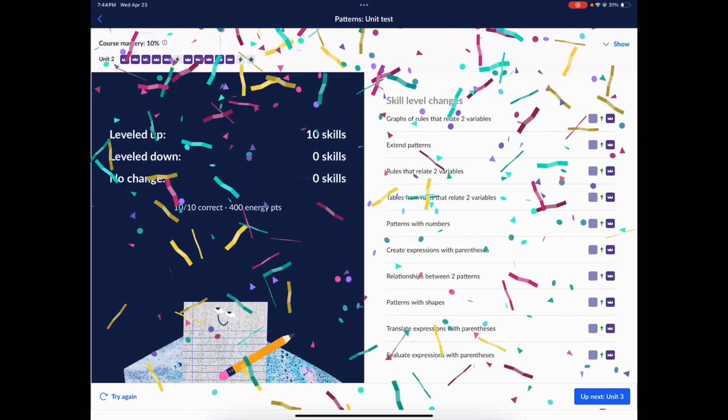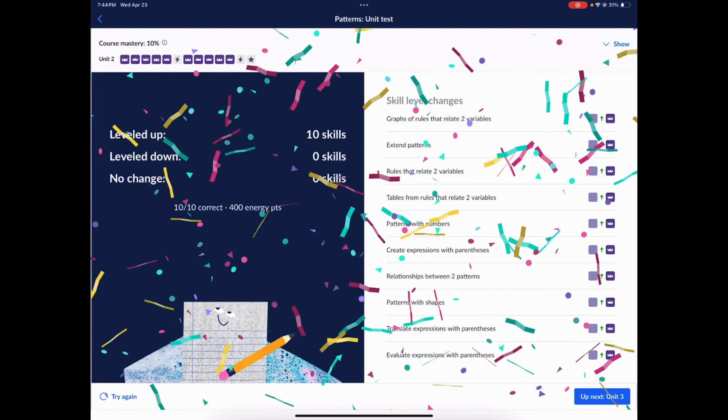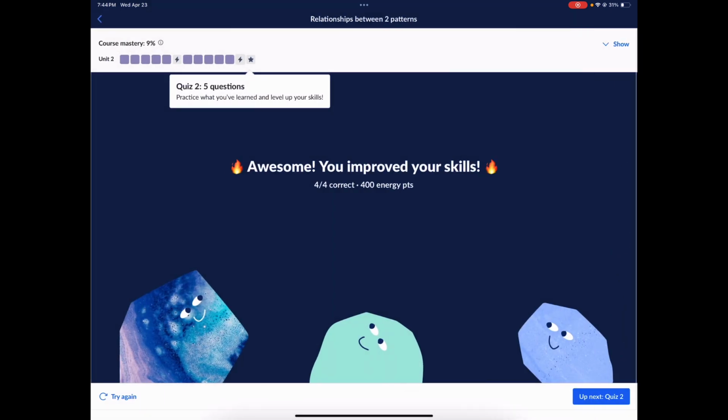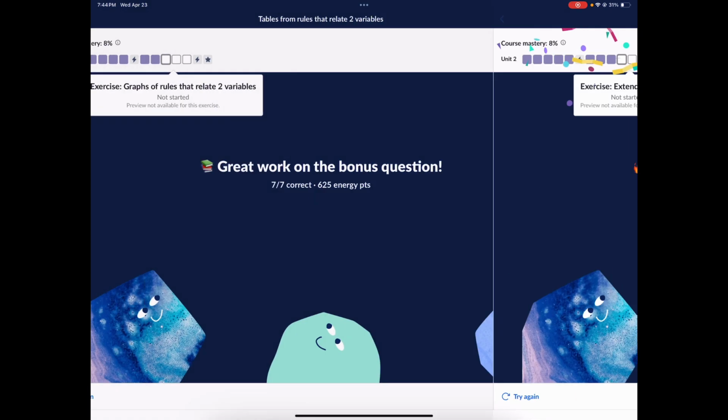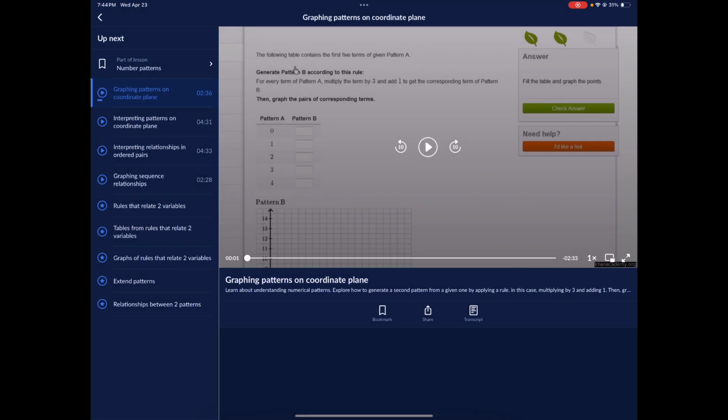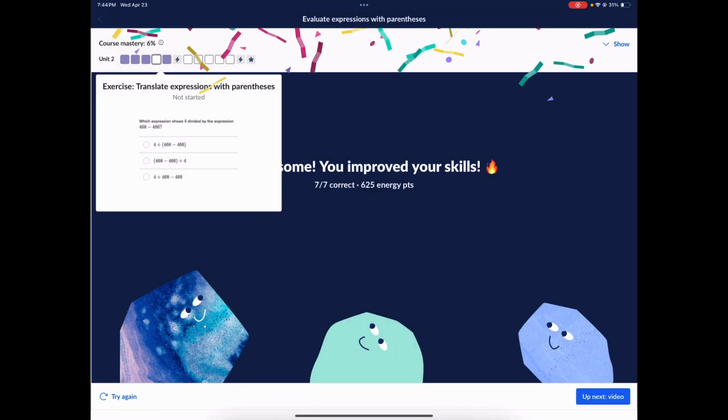And look at that, we have just mastered Unit 2, which means we have demonstrated that we know how to do Unit 2 proficiently. So that is the end of this episode.